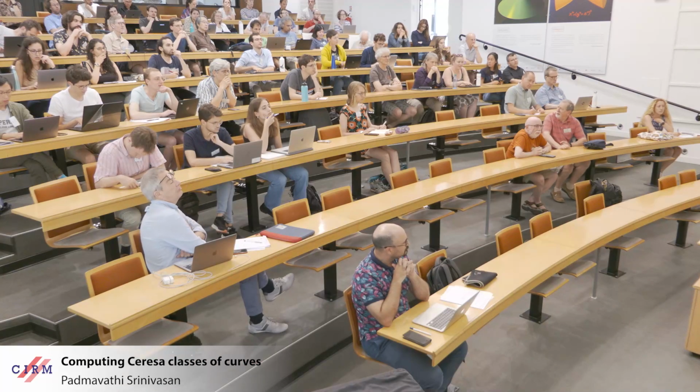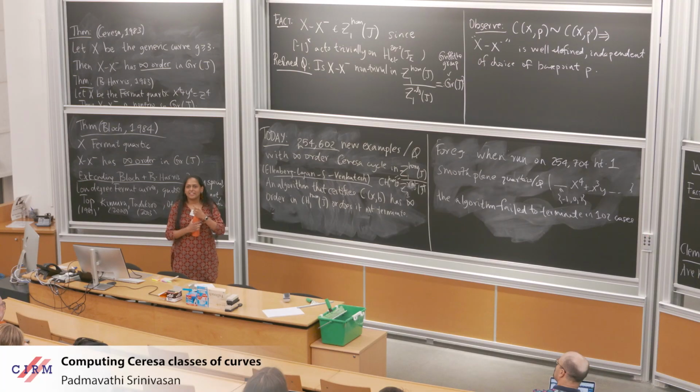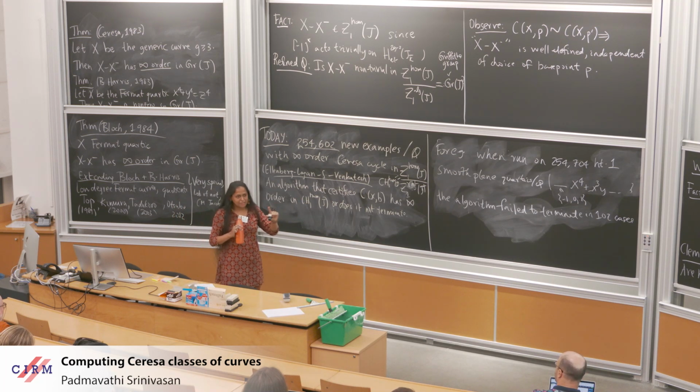Fail to terminate means we don't know. Maybe the Ceresa cycle is torsion, maybe it's not. But it failed to terminate because you didn't wait long enough, or it went in an infinite loop? We didn't wait long enough. Maybe if we keep searching longer, we produce a certificate, or maybe we still can't tell. I'll tell you a little bit more about what this algorithm is, and that'll become clear.